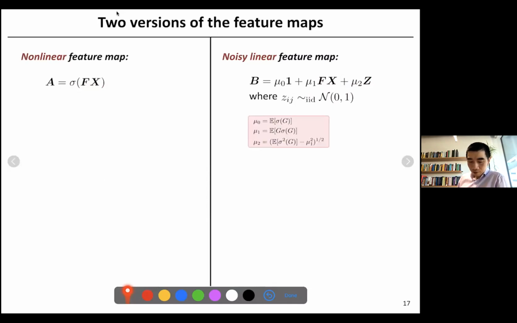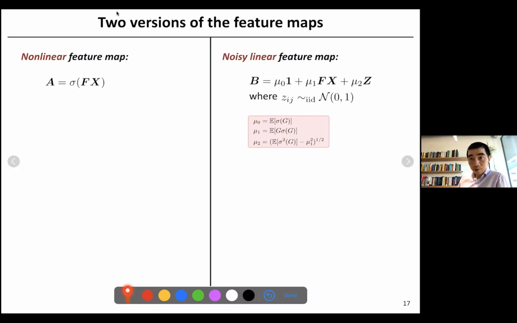Here are the formulas for how we compute these coefficients mu0, mu1, and mu2. We take the expectation of sigma, the nonlinearity, applied to G, where G is just a standard Gaussian. I'll come back to this point. The coefficients actually have a meaning, exactly why these coefficients are chosen this way.